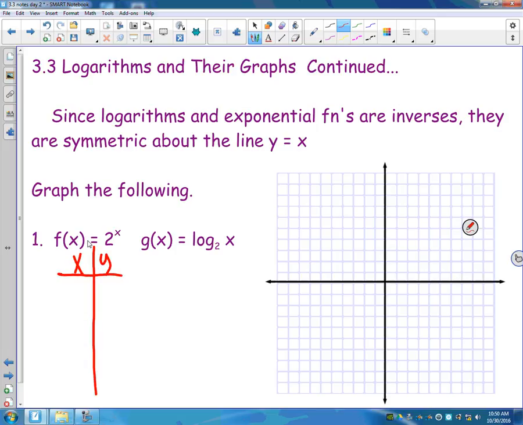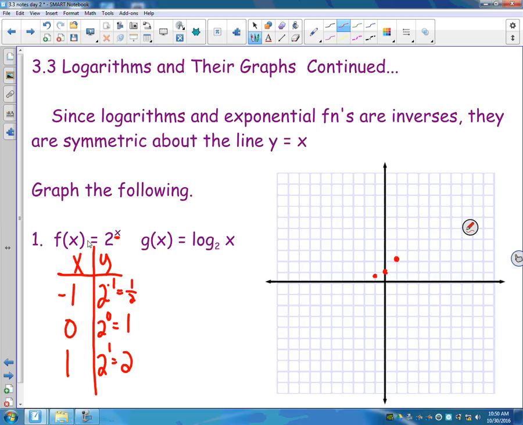if we were going to pick some x values here, like -1, 0, and 1, those represent the exponent. So I just plug in the exponent: 2 to the -1 equals 1/2. When I plug in 0, I get 2 to the 0 equals 1. When I plug in 1, I get 2 to the 1 equals 2. So when I graph that over here, we get that exponential graph. At -1, it's at 1/2. At 0, it's at 1. At 1, it's at 2.